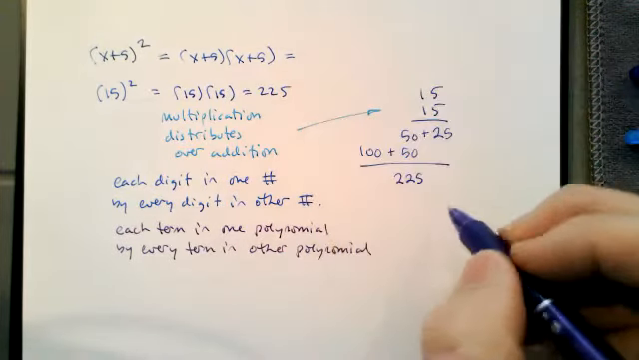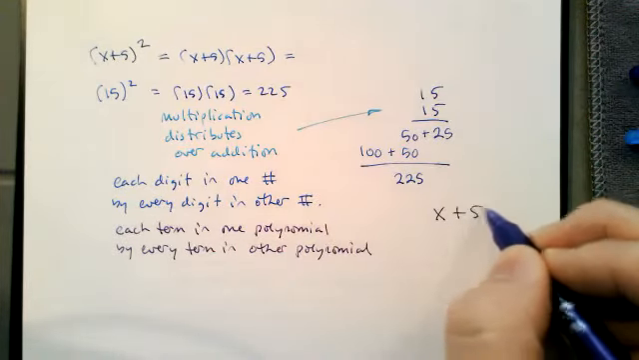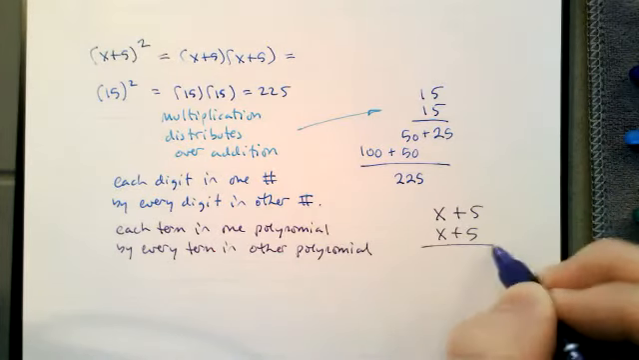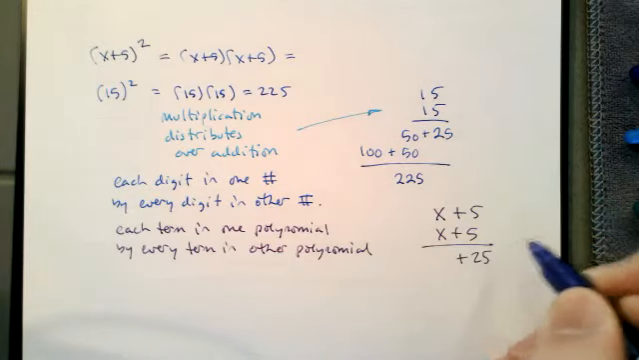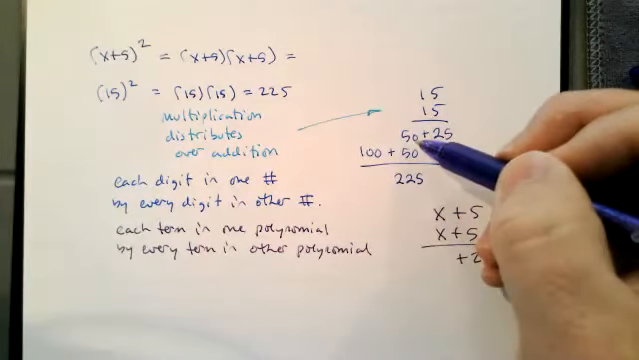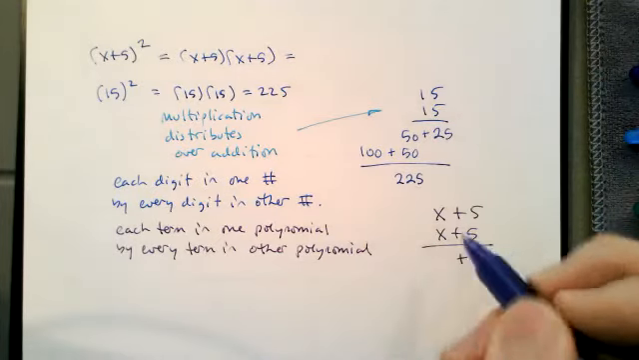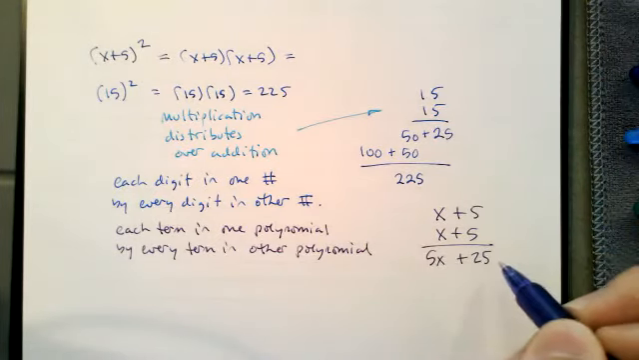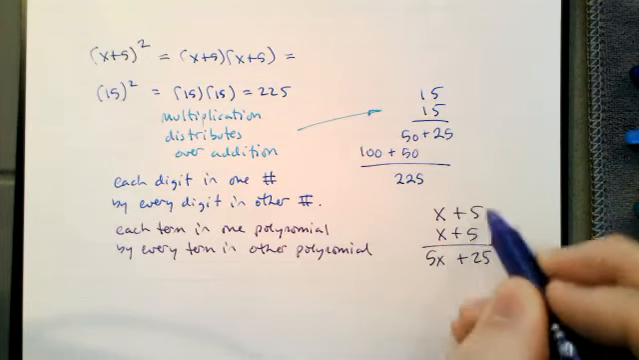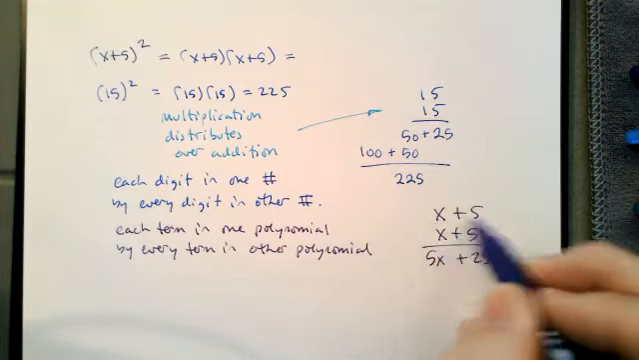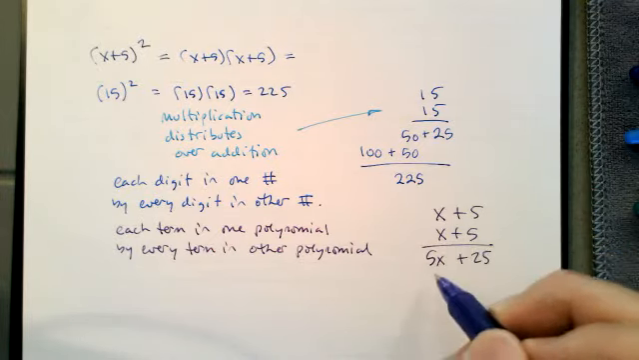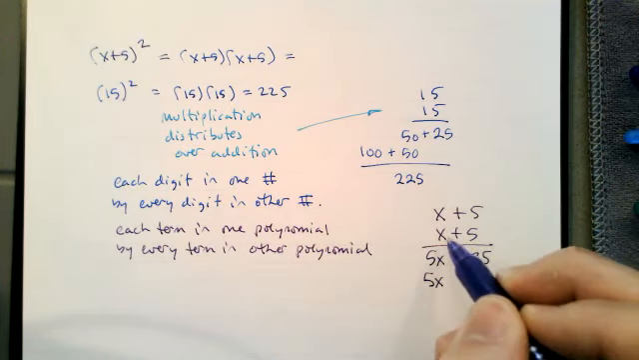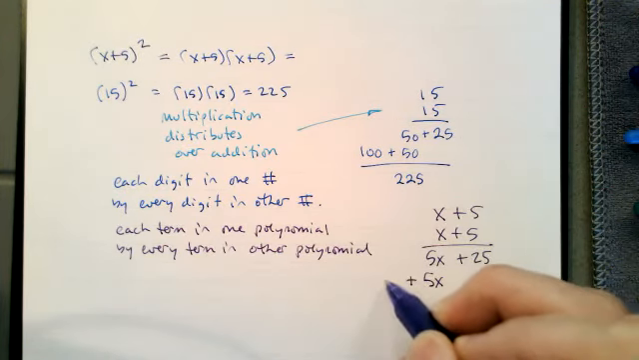So we're going to do the same thing. We have an x plus 5 times another x plus 5. Just like here, 5 times 5 is 25. Where we had 5 times 10 for 50 in our number example, 5 times x is 5x. Then I've multiplied every term in the top polynomial by the 5 from the bottom polynomial. Now I do the same thing with x. X times 5 is just 5x. X times x is an x squared.